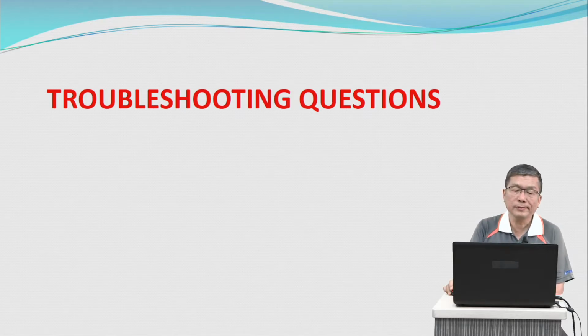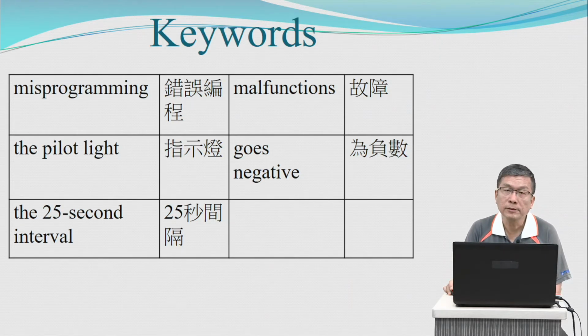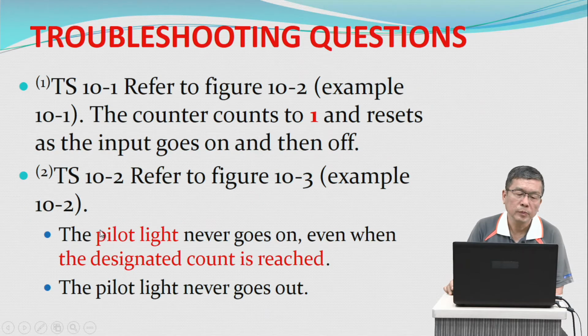Troubleshooting questions. The keywords: misprogramming, malfunction, the pilot light, goes negative, the 25-second interval. Number 1. Referring to figure 10.2, example 10.1, the counter counts to 1 and resets as the input goes on and then off.